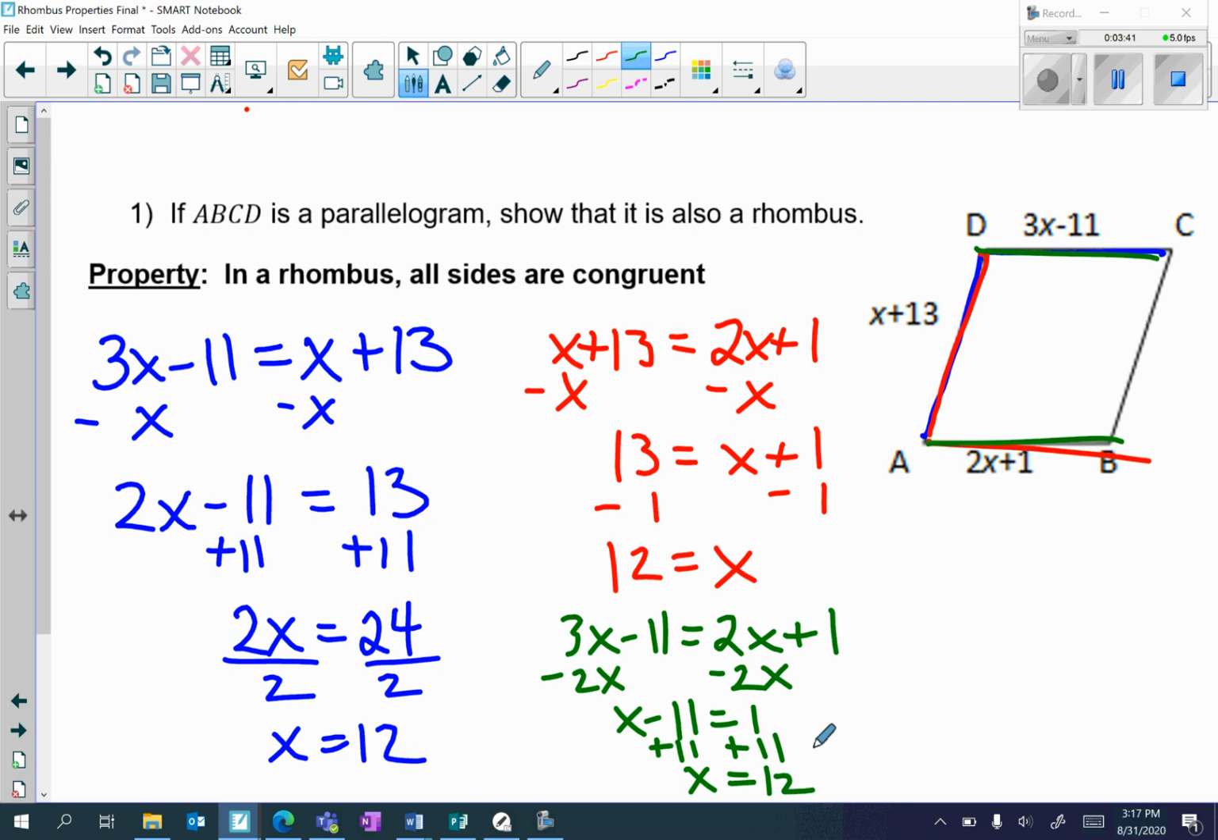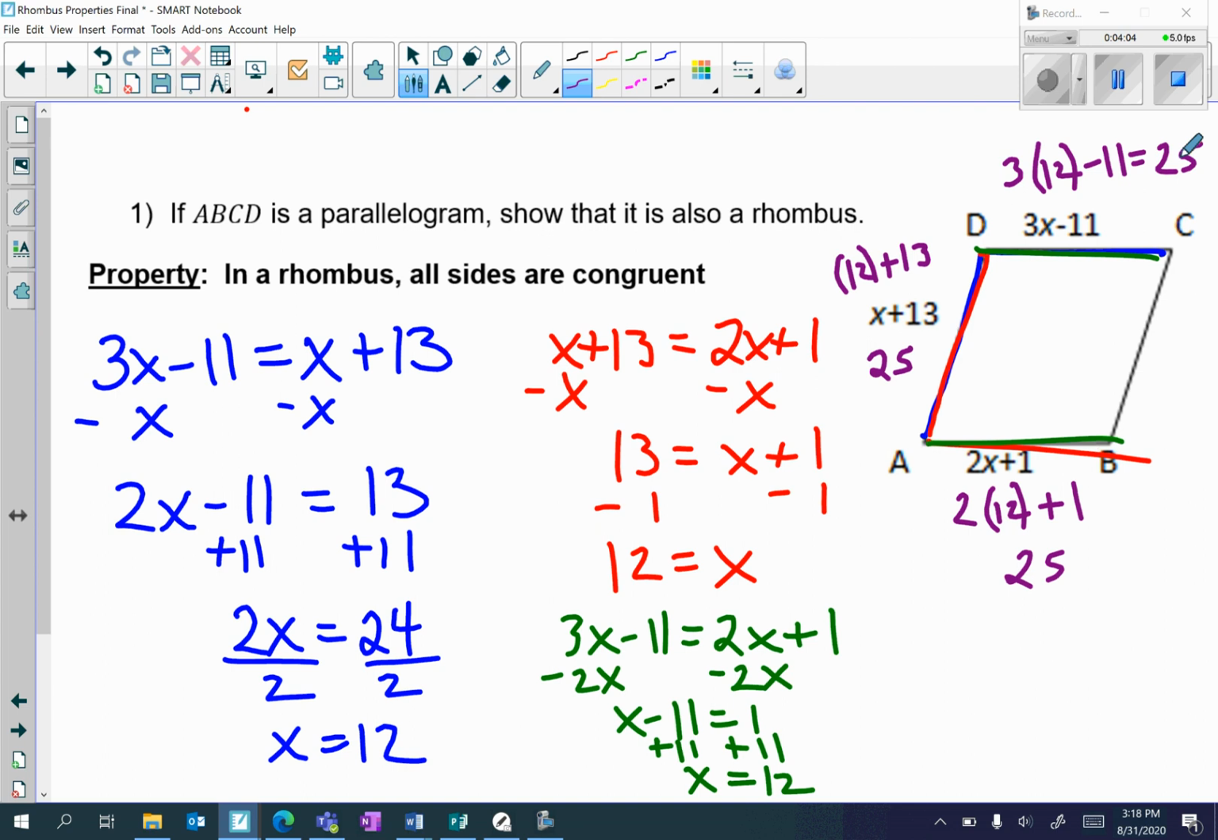Now we want to verify this by substituting 12 into each side. So we want to do 12 plus 13, which gives you 25. 2 times 12 is 24, and 24 plus 1 is 25. Then we have 3 times 12 minus 11, which also gives us 25, thus proving it is a rhombus.